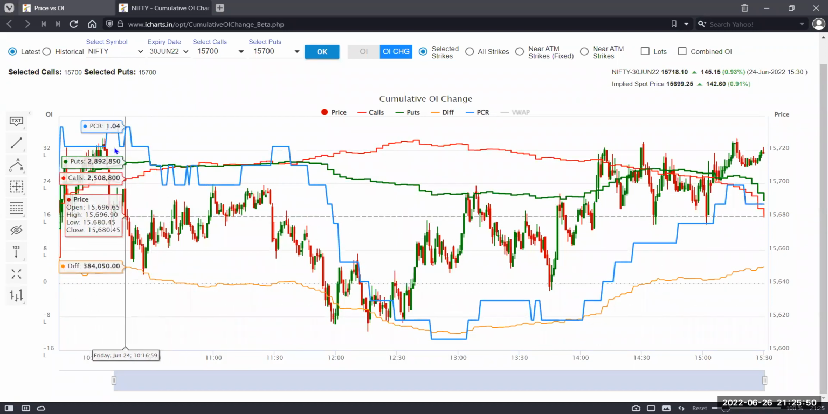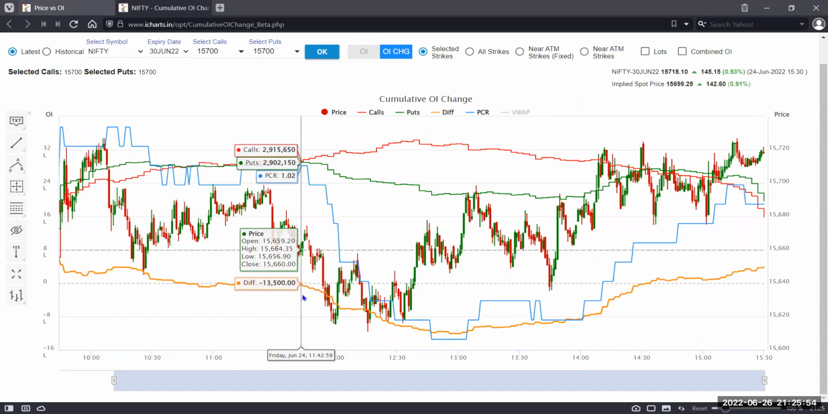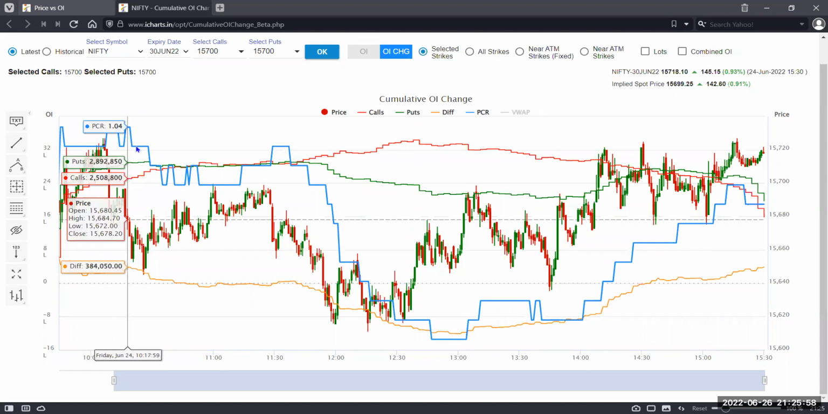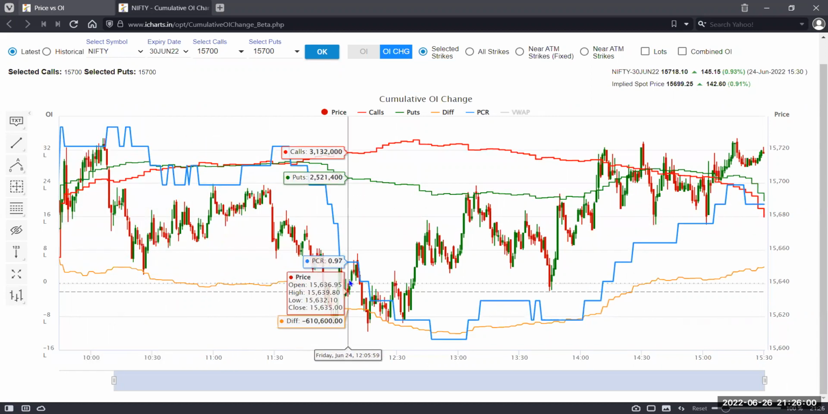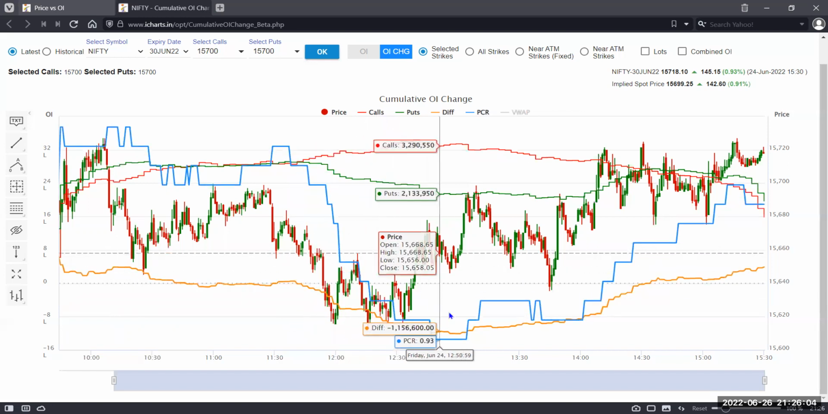So what I say is focus on which direction the PCR is moving. This diff also you can see. So focus on these two things, and don't focus on the value of the PCR. Maybe if you're looking at the end of the day, you may look at an extreme PCR reading.